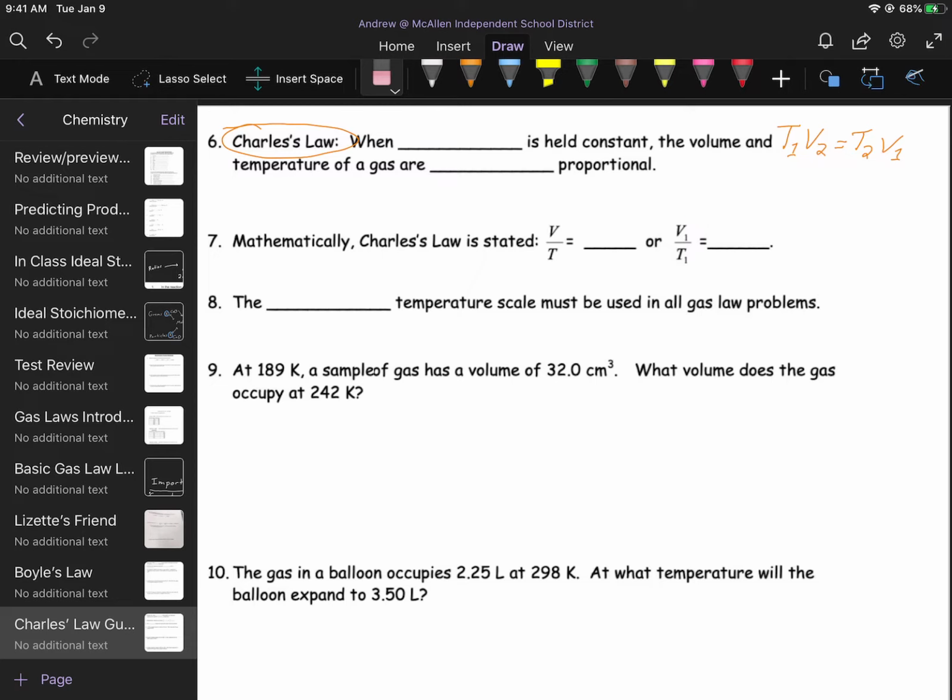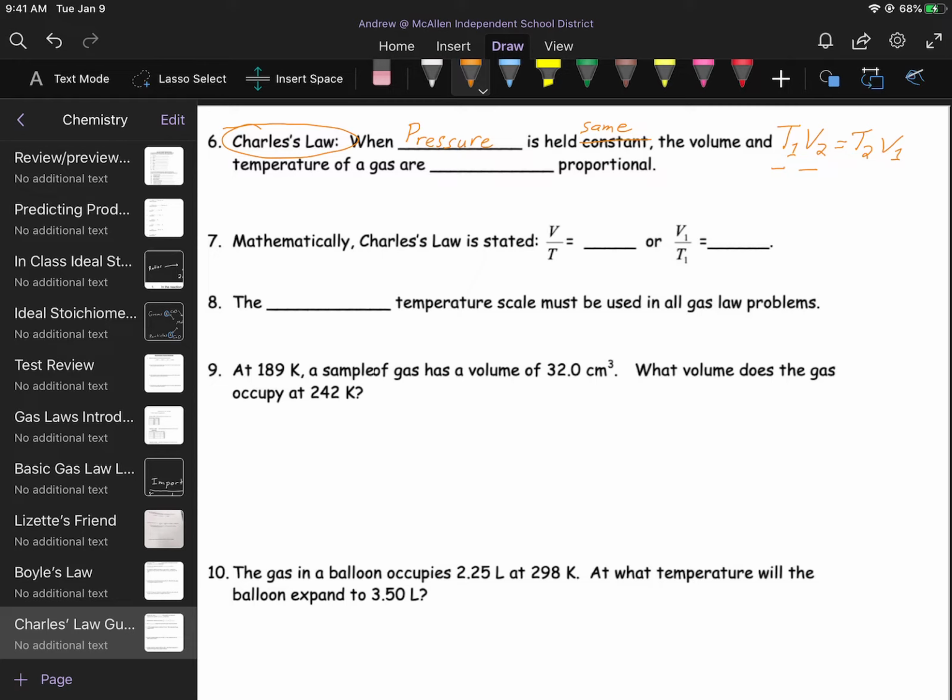You're welcome. Now, filling this out, when blank is held constant, the volume and temperature of a gas are blank proportional. Now, in this formula, we have T and V, temperature and volume. The one that's missing is pressure. So in Charles' law, we're assuming that pressure is remaining the same. So held constant means the same.